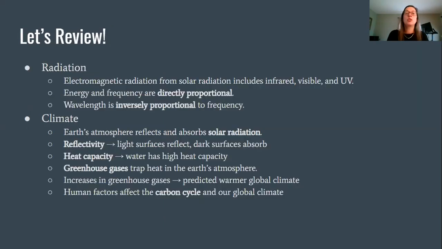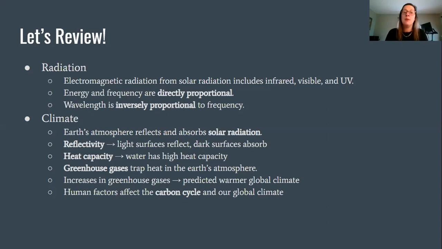Let's review. Radiation is electromagnetic radiation from solar radiation. It includes 3 types of radiation: infrared, visible, and UV, or ultraviolet. Energy and frequency are directly proportional, while wavelength is inversely proportional to frequency. How is this impacting climate? Well, Earth's atmosphere reflects and absorbs solar radiation. Reflectivity implies that light surfaces will reflect energy and dark surfaces absorb that heat energy.